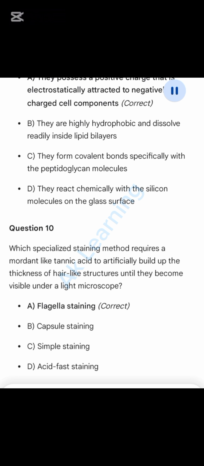Question 10. Which specialized staining method requires a mordant like tannic acid to artificially build up the thickness of hair-like structures until they become visible under a light microscope? A. Flagella staining. Correct. B. Capsule staining. C. Simple staining. D. Acid-fast staining.